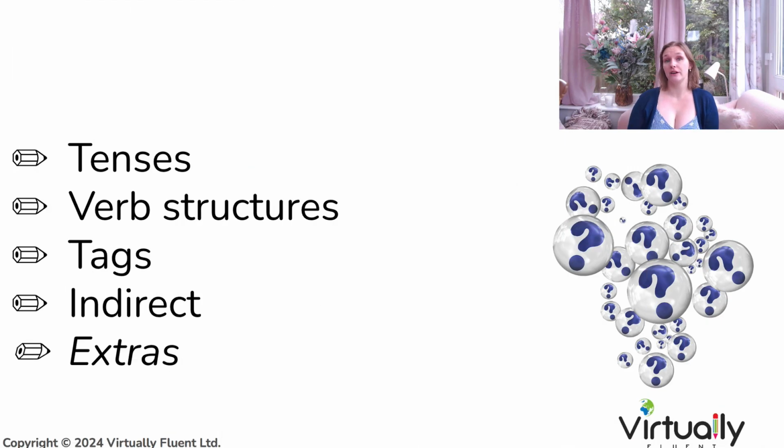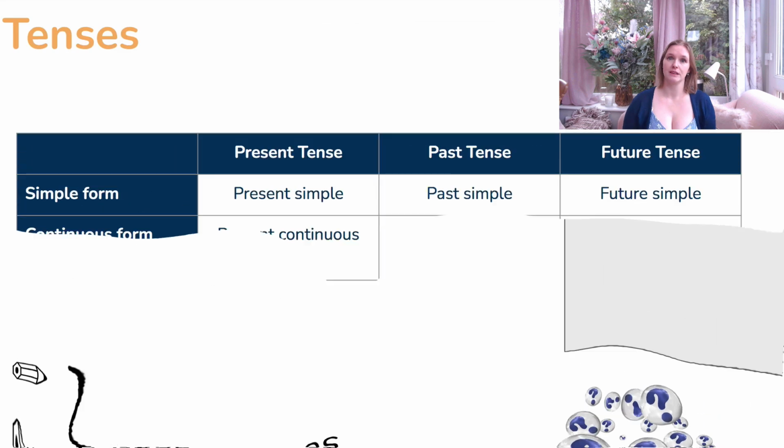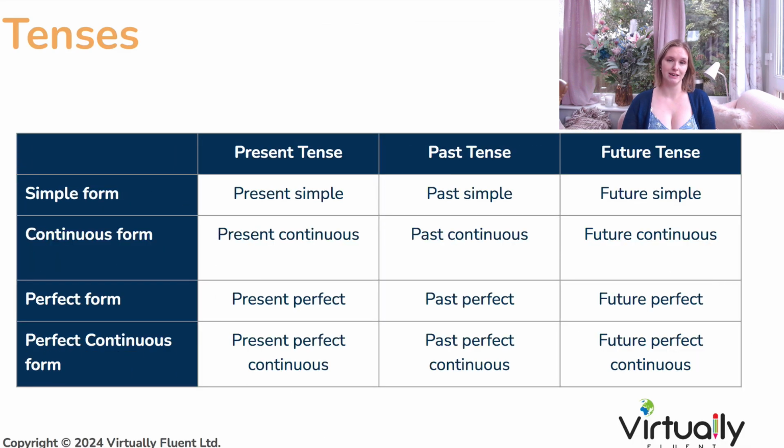So today we're going to look at 5 different types of questions. We're going to start with looking through all of the tenses. Then we're going to move on to some different kind of verb structures. We're also going to quickly review question tags and indirect questions, and then I've got a few extra notes and tips for you too. So the most common way of asking questions in English is by using the tenses.